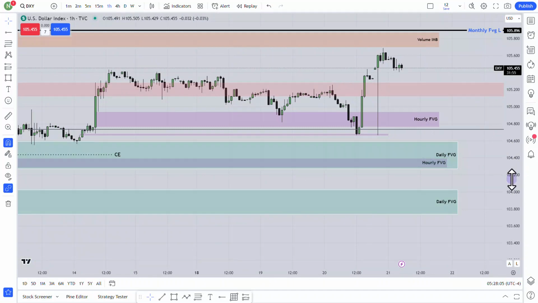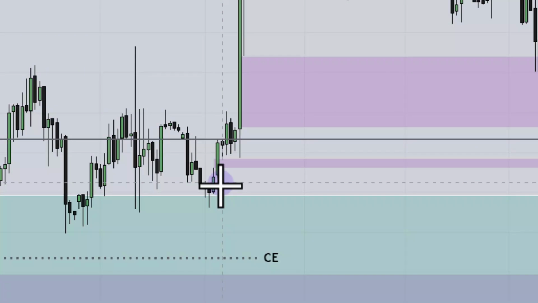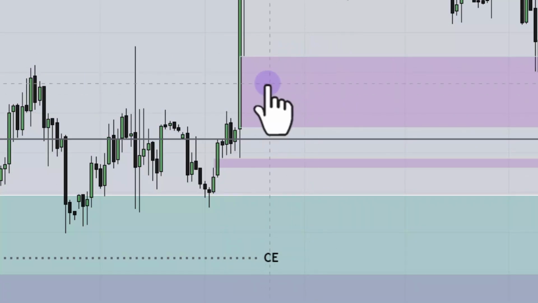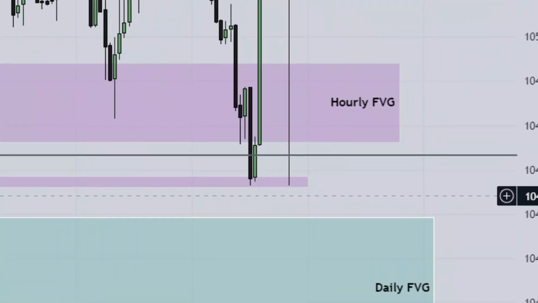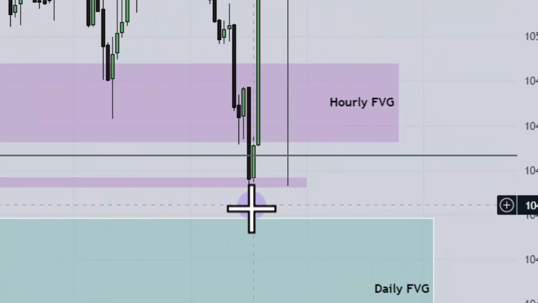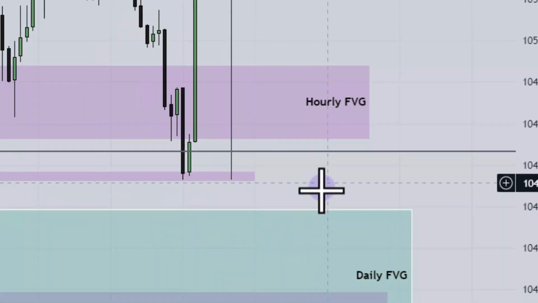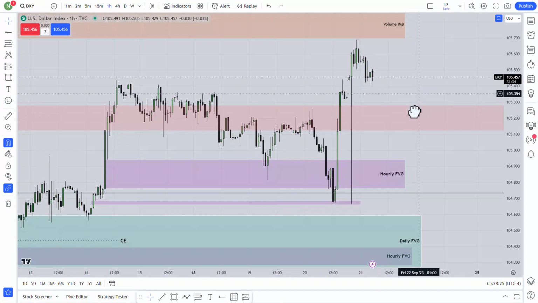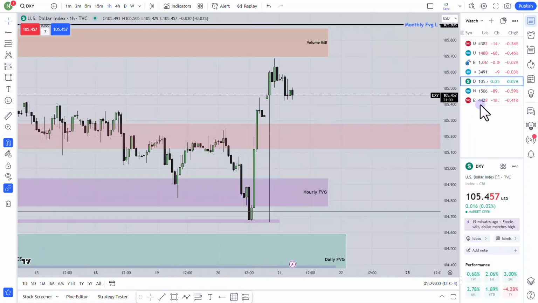So if you see this gap, this is a very small hourly fair value gap. Market came through this hourly fair value gap and reached this hourly fair value gap. You see how beautifully it has traded this gap and then went back over here. And there is nothing more to say about the dollar index. Let's go to the E-mini S&P.